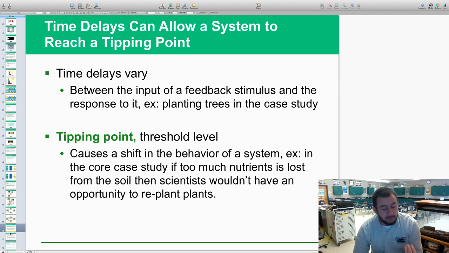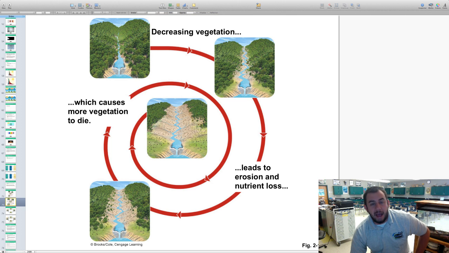Also, if you think about this case study, if at this point there were enough nutrients there, at least a little bit, and scientists did plant trees and the forest rebounded, would this be a positive feedback loop? Not necessarily. It would be a negative feedback loop because you're going against the grain, restoring the forest to where it originally was.